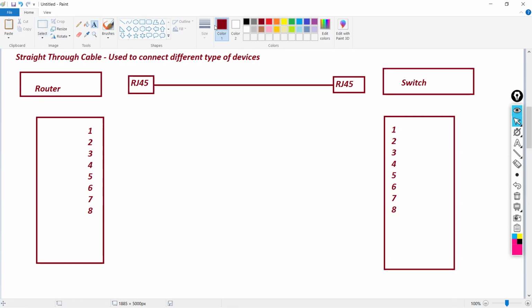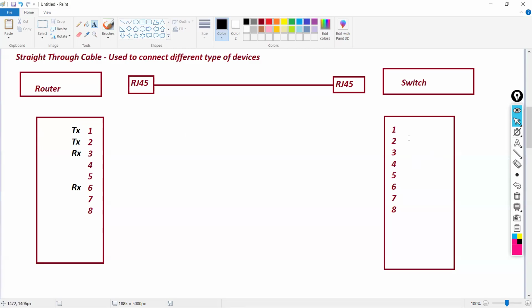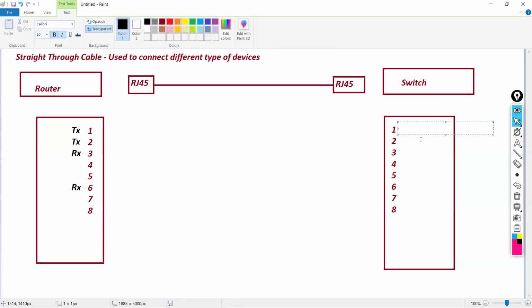Now in the router, this thing is fixed: the router will use pin number 1 for transmitting information, pin number 2 also for transmitting, pin number 3 for receiving information, and pin number 6 also for receiving. Okay, this is fixed. And in the switch, it is reverse. The switch will say, I'll use pin number 1 for receiving, pin number 2 for receiving, pin number 3 for transmitting, and pin number 6 also for transmitting.